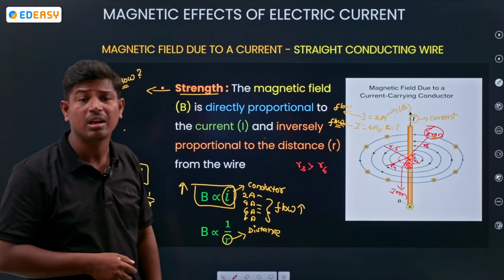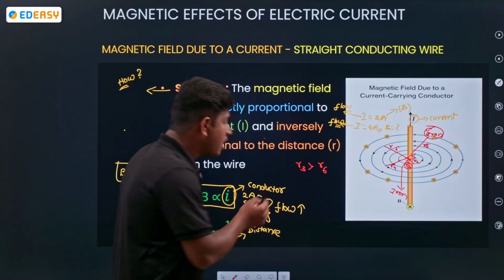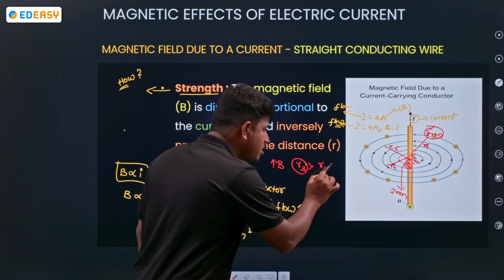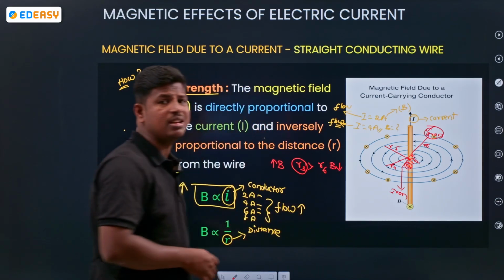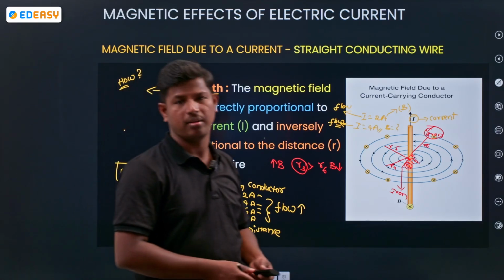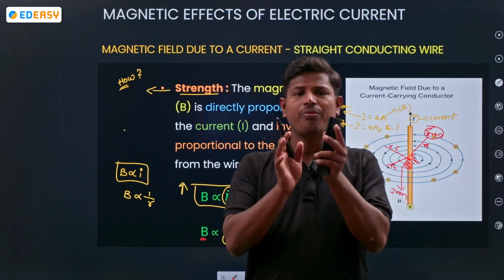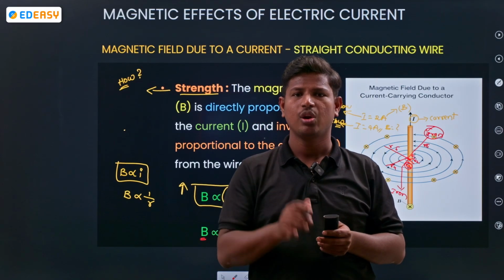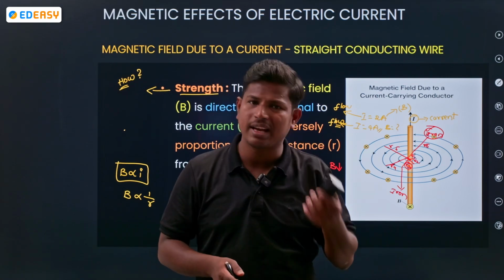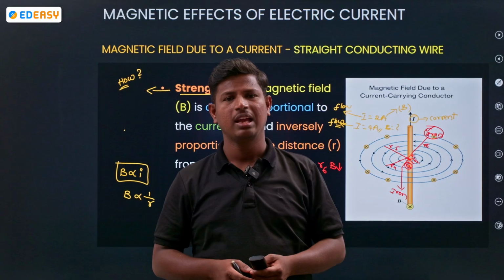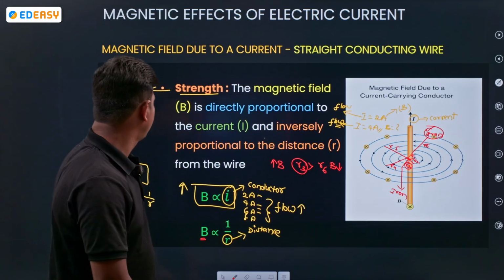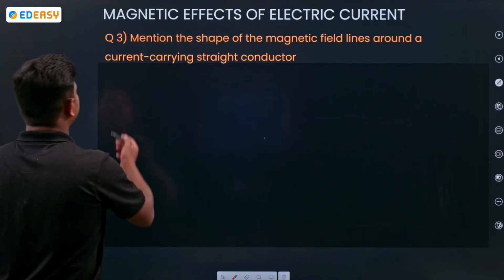Why did the difference come at R3 and R6? Because R3 is a smaller distance, so the magnetic field is more. R6 is a larger distance, that's why the magnetic field is less. So B is inversely proportional to 1/R. Okay? So the magnetic field depends on two factors. One is the current in the circuit: if flow is maximum, the magnetic field is also maximum. The other is distance: if distance is less, the magnetic field is more, inversely. Understood now? Next.